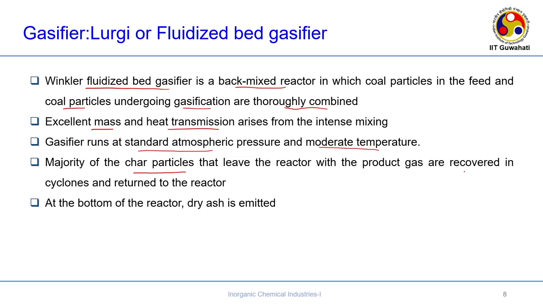For that, a cyclone is provided so that they return it to the reactor. So a cyclone, what will it do? It will allow the product gas to pass through, while it will return the char particles. So that is the function of the cyclone. Now at the bottom of the reactor, obviously the dry ash will be emitted.